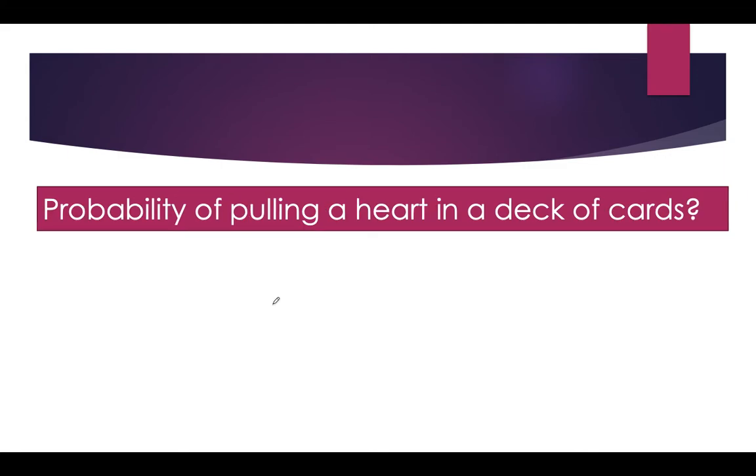If I want to get a heart, so there are still 52 cards in the deck, but now I gotta count how many hearts are there. So there's ace, 2, 3, 4, all the way up to 10, so that's 10. And then there's jack is 11, queen is 12, king is 13. So if I want to do the outcomes I'm interested in over the total outcomes, there are 13 I'm interested in, 52 cards in total, and I can simplify that to be 1 over 4.